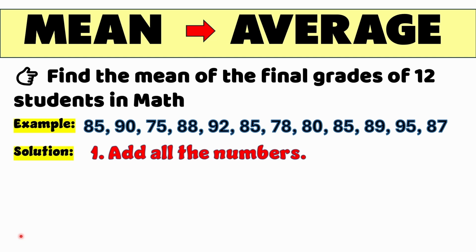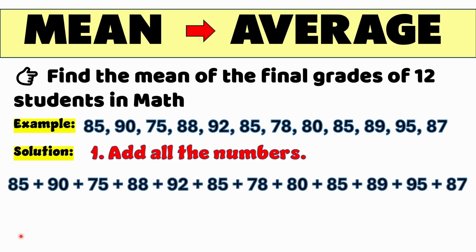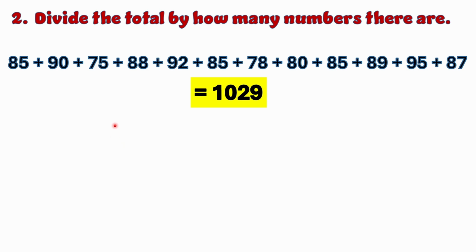We have the first solution, add all the numbers. So we're going to add 85 plus 90 plus 75 plus 88 plus 92 plus 85 plus 78 plus 80 plus 85 plus 89 plus 95 plus 87. The answer is 1029.